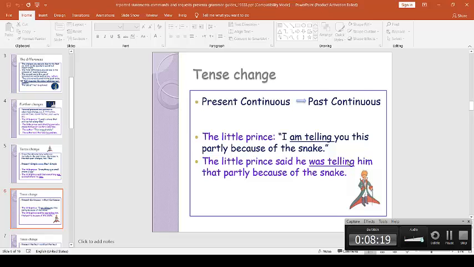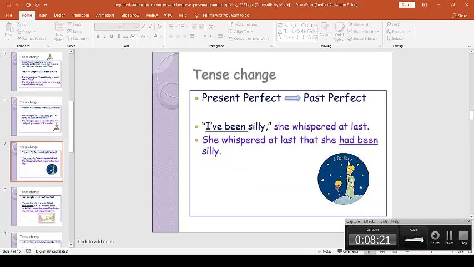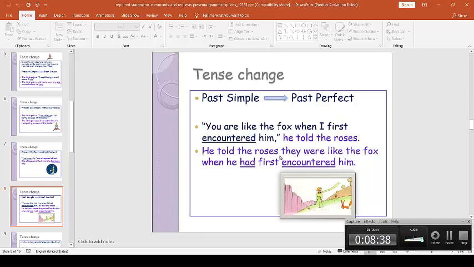Okay. And I have here present perfect. It will change into past perfect. "I have been silly," she whispered at last. She whispered at last that she had been silly. I change only have into had. And if it has, it will be changed into had also. Past simple, it will be past perfect.